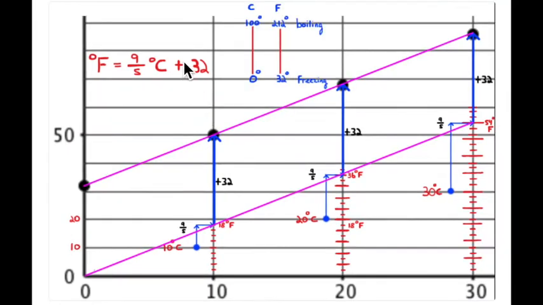So how did they come up with this formula in the first place? Well, they had the scale for Fahrenheit in the beginning. And they knew that 32 degrees was freezing for Fahrenheit, and 212 degrees is boiling for Fahrenheit. Well, those numbers are not very useful.